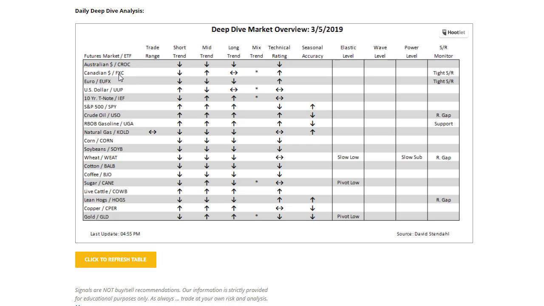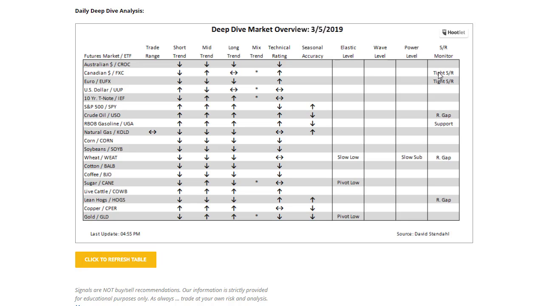The ETF is FXC. Now, what's taking place here is that the trends are mixed, and you can see short-term down, mid-term up, and ambiguity when it comes to the long-term. So we've got this little asterisk here, which represents the mixed trend. The other thing is the technicals are pointing to the upside, but I suspect that's going to reverse course here when we take a look at the market.